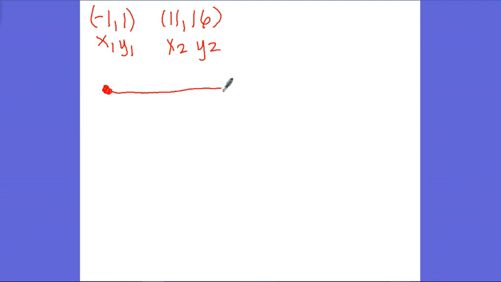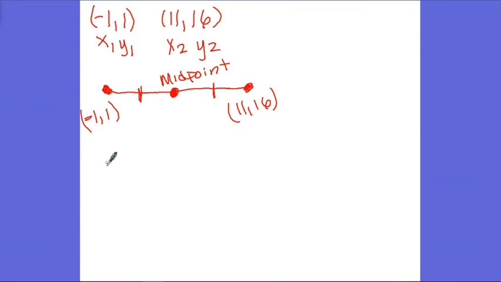So I'm going to show you what this means. If I have some line on the coordinate plane and this is -1 and 1 and the other point is 11 and 16, what they want you to do is to find that middle coordinate. That's what we're being asked to find, this midpoint. So where can I put this point so that this side equals this side? So we're going to use our formula, which you do not have to memorize. So you're going to say midpoint equals, you're going to get the x coordinate and the y coordinate. So you're going to say x1 plus x2 divided by 2.